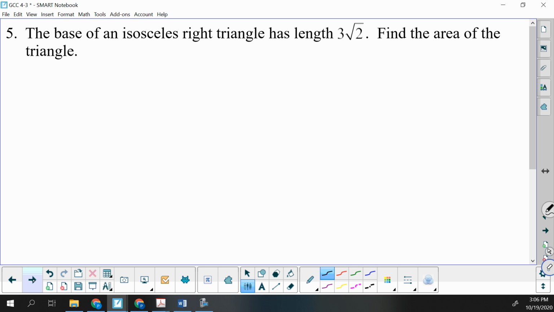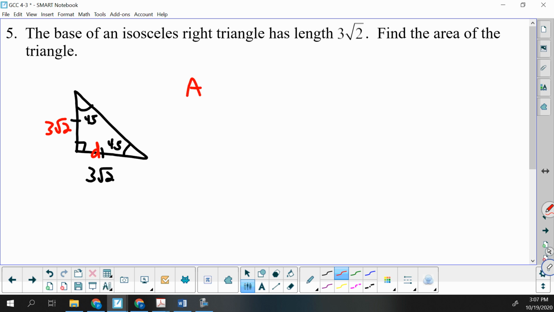All right, moving to the bottom, the base of an isosceles right triangle has a length of 3 square root of 2. So an isosceles right triangle means you've got a right angle, and the legs, the non-hypotenuses, are the same. They told us the base is 3 square root of 2. We just saw if those legs are congruent, the angles should be congruent, meaning this is a 45, 45, 90. Across from the 45 is always D. Across from the other 45 should be the same thing.